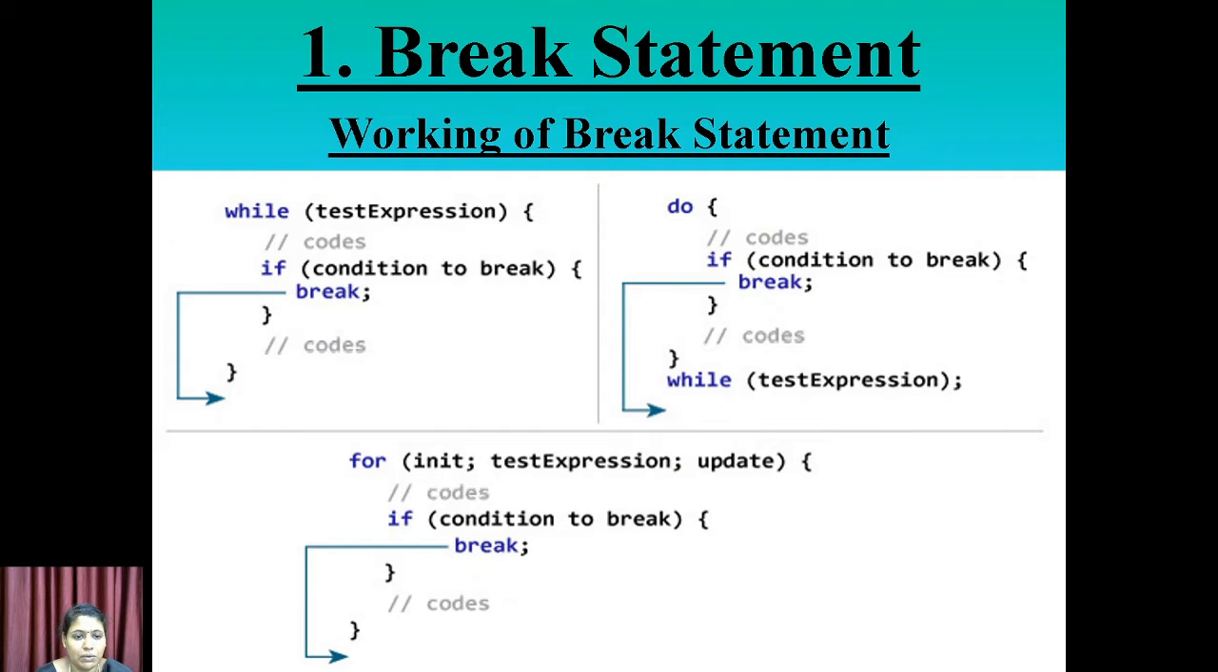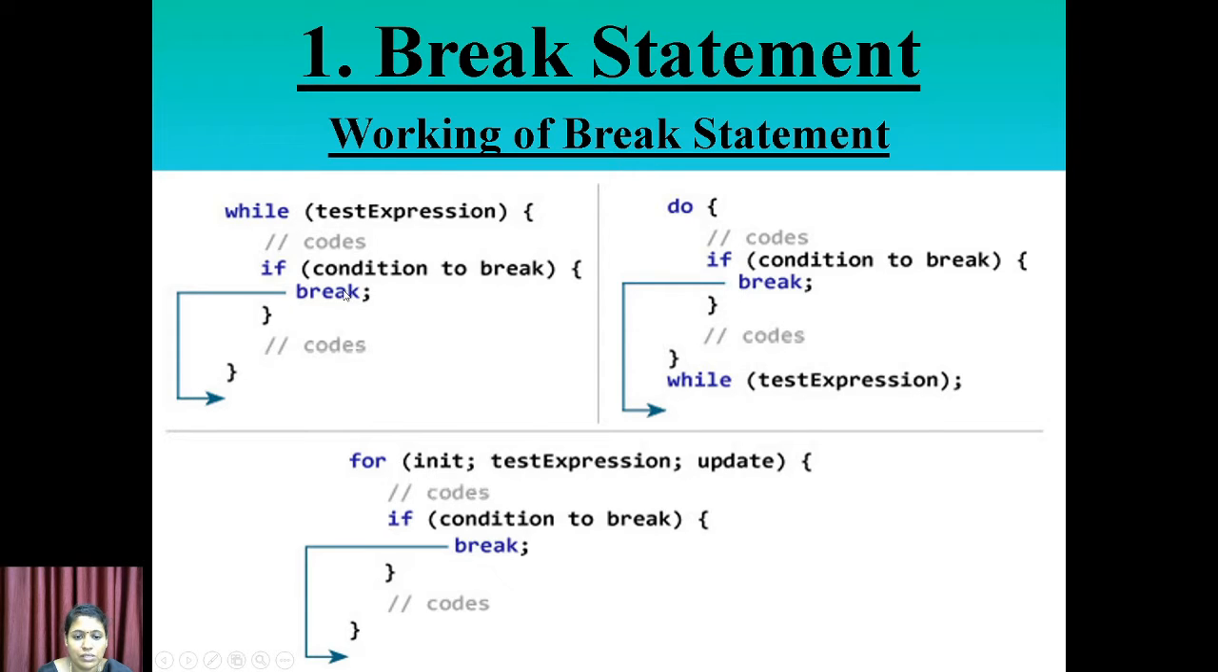In the first example you see here, we put while and the expression condition for the while, and within the while open curly brace we check an if statement with a condition, and then within the if statement I write the break statement. Once the condition is true in the if statement, the break statement will be executed. Once the break statement is executed, the control comes out of the loop. So it terminates the while loop.